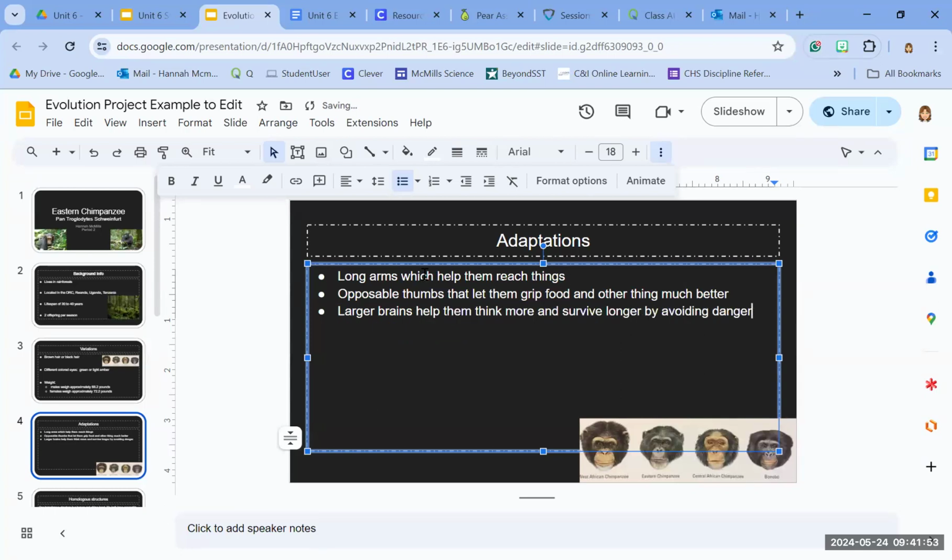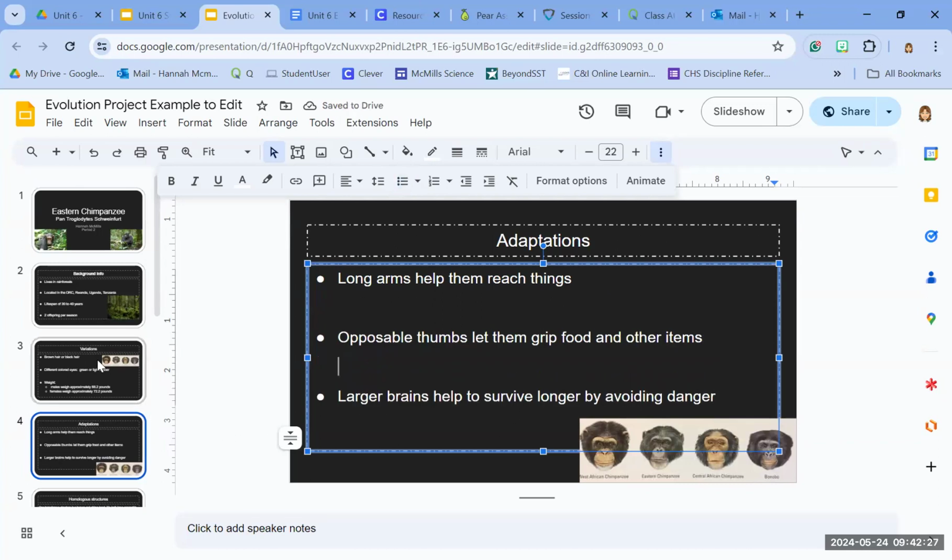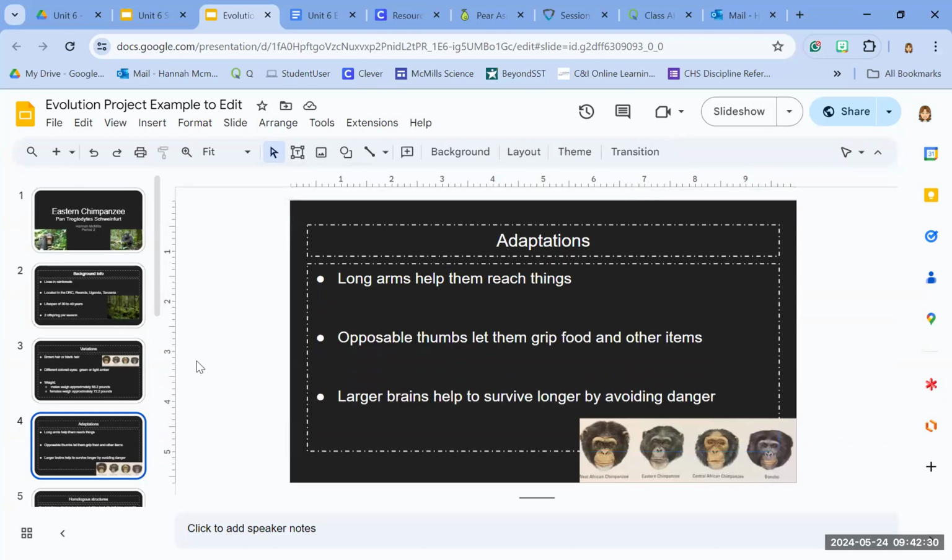Perfect. So long arms help them reach things. Opposable thumbs let them grip food and other items. Okay, we don't need to know that's better or worse. And then larger brains help them survive long because think more is a little bit different. Perfect. So then I'll make sure 22. Make sure I have my spacing according to how we did on the last slide. There we go. Perfect. Looks great.